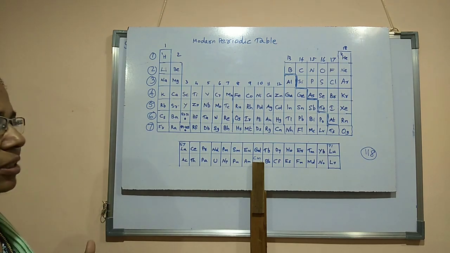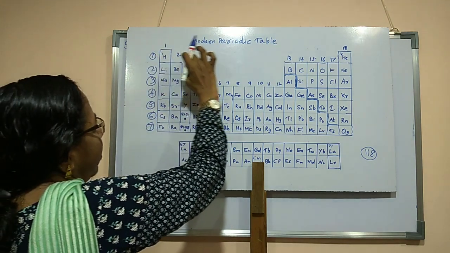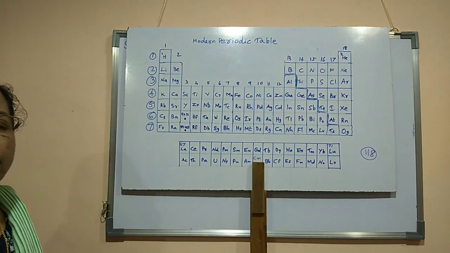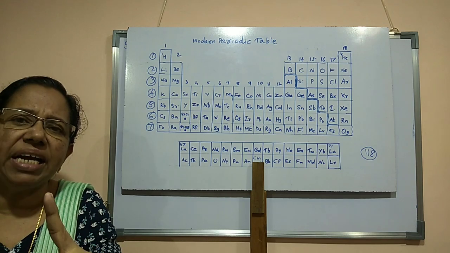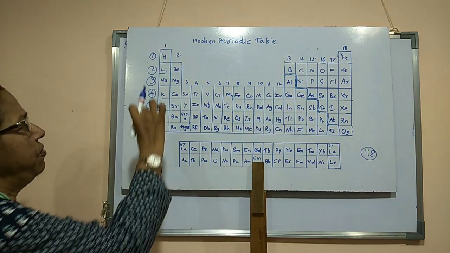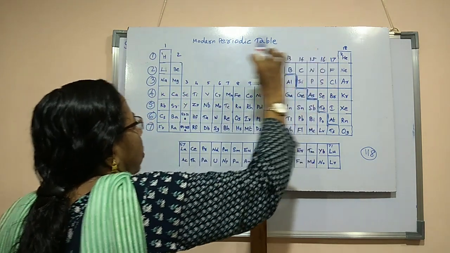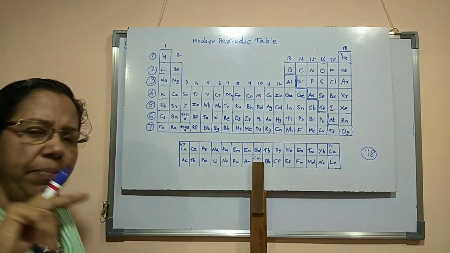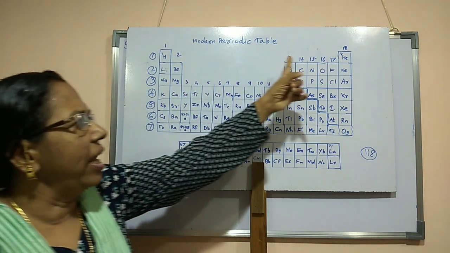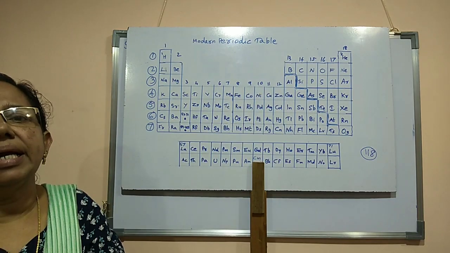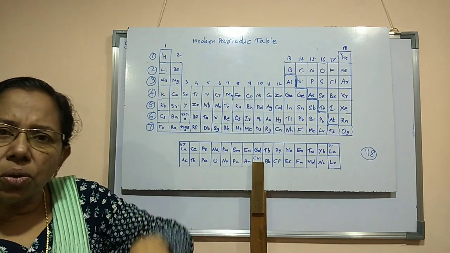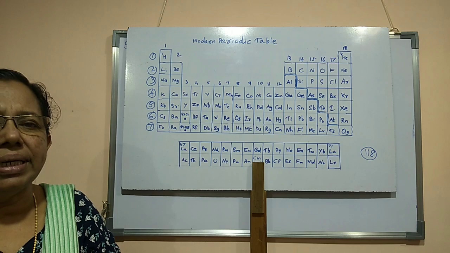Now, one more thing I am telling you, if we think of first row elements, that is first period elements, they will have only one orbit. Second row elements or second period elements will have two orbits in their atoms. So first row elements have only one orbit in their atom. Second period elements have two orbits around their nucleus.